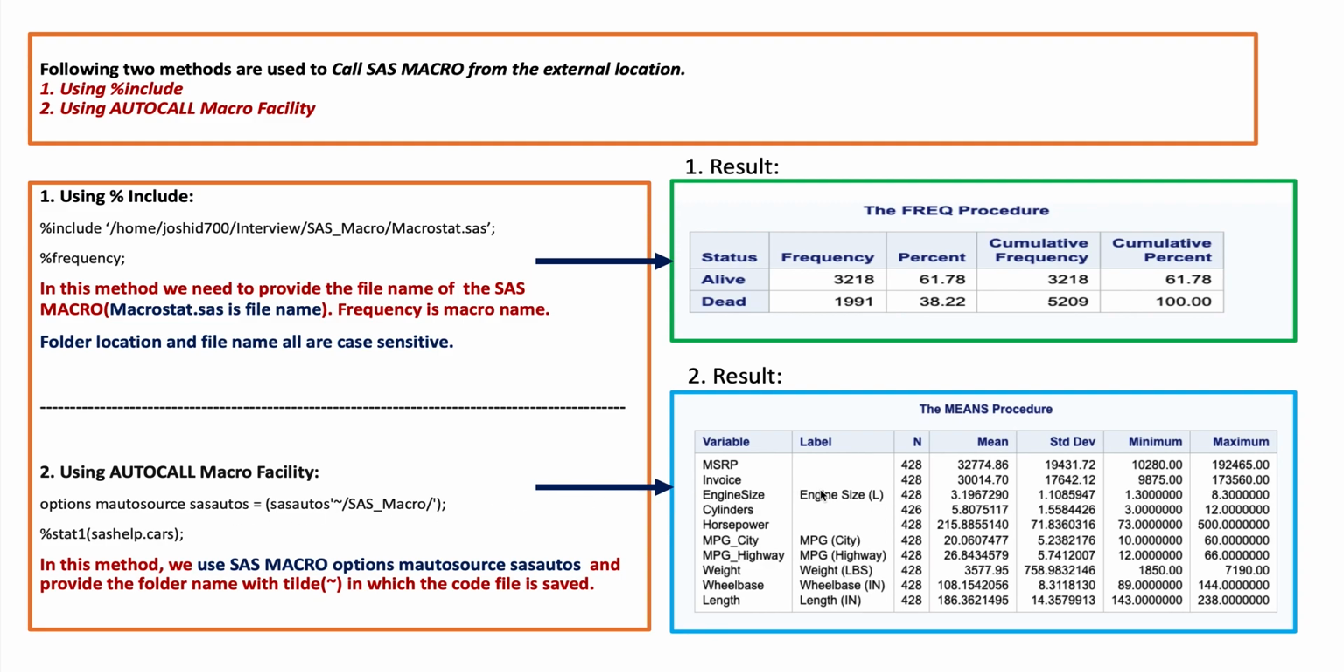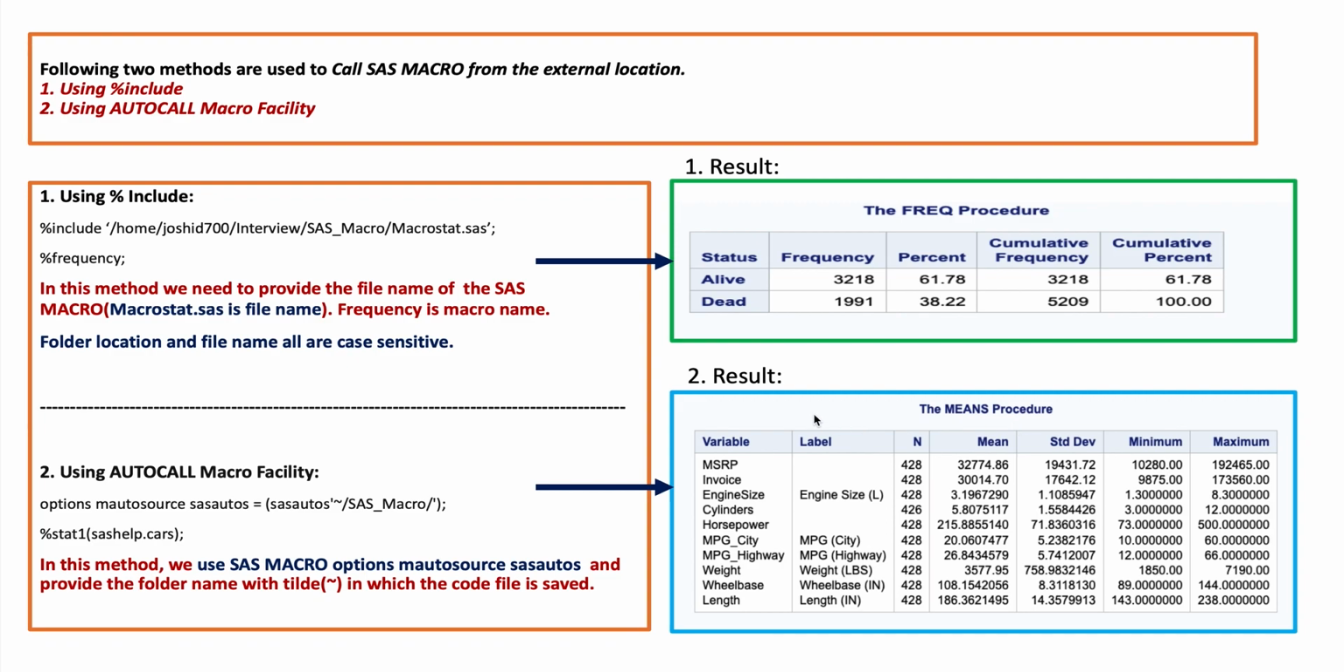In this method, we use SAS macro options mautosource sasautos and provide the folder name with tilde, this symbol, in which the code file is saved, which is shown as above. This procedure gives the result as shown on this second table. That means this is the means procedure. It produces the statistics of numeric variables of the cars dataset.